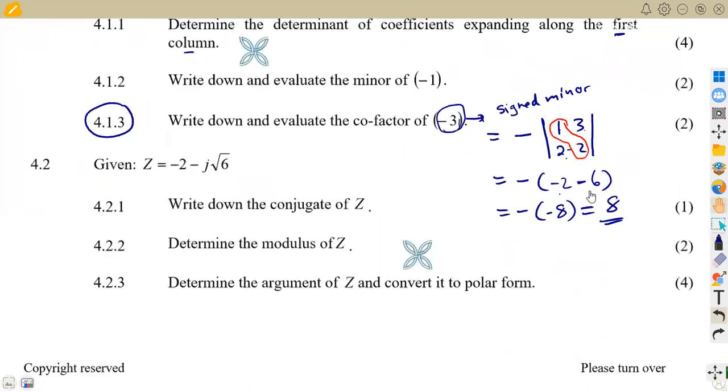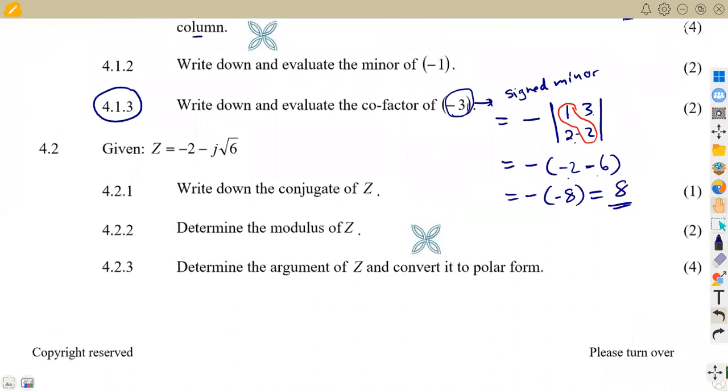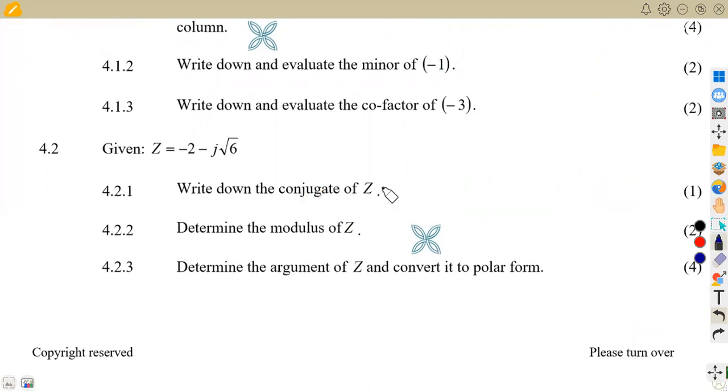We move on to 4.2. So on 4.2, we are given a complex number Z, all right? And from the complex number Z, we are asked to write down the conjugate of Z. So guys, the conjugate of Z, written as Z bar, is simply introducing a minus in the imaginary part. So we are given J as the imaginary part. If we introduce a minus here, it becomes a positive. So that's -2 plus J square root of 6. That's the conjugate, okay? Simply introduce a negative on the imaginary part.